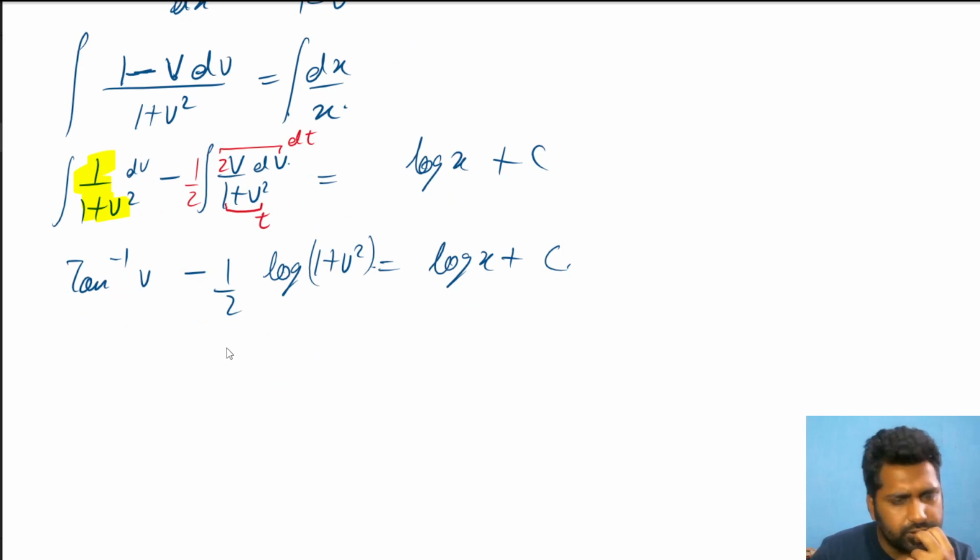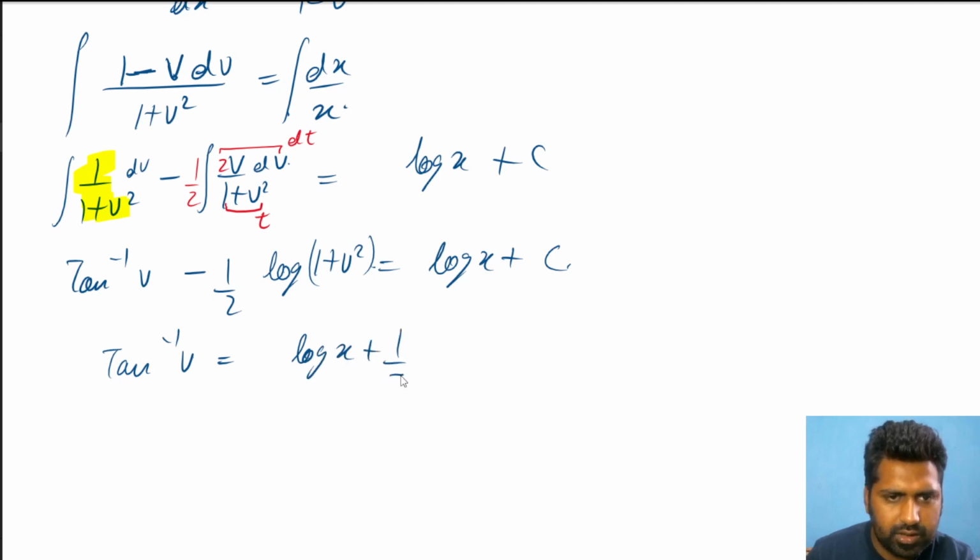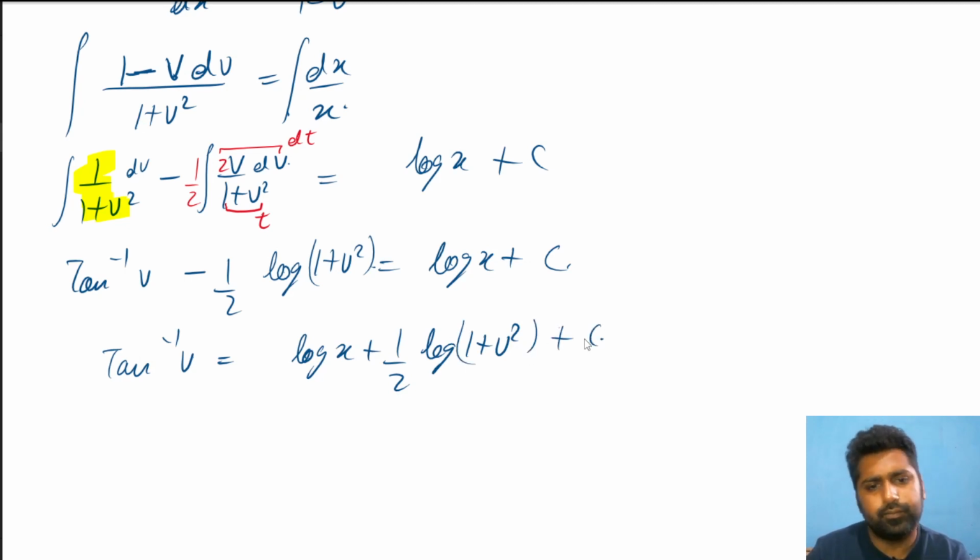Now what can you do further? What I can do slightly, I mean this is pretty much the correct answer, but slight manipulation, very slight one, is that I can somehow combine these two logs also if I take this on the right side. And even c also, but c will go inside the log, so I don't want that. Mostly we write log if all the terms are in log. So tan inverse v is equal to, I take this on the right side, so I get log x plus 1 by 2 log 1 plus v square plus c.